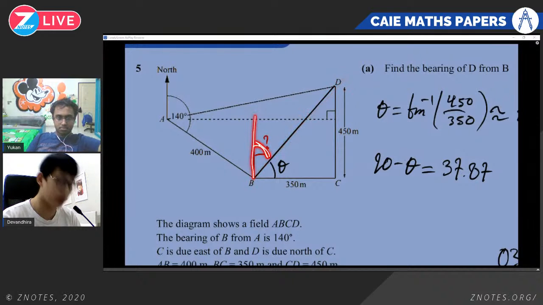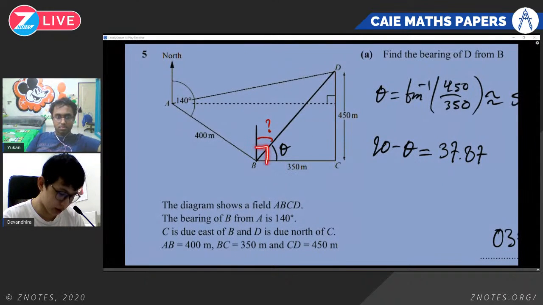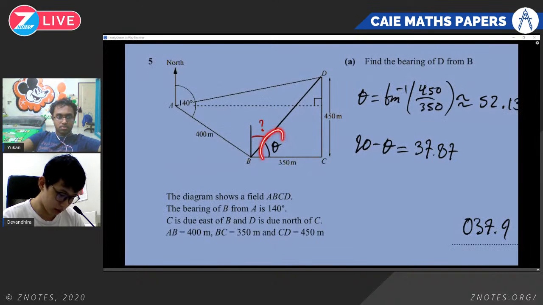And this is the bearing that we want to look for, correct? Right. So we know that this whole thing is 90 degrees, correct? If we know what this angle is, we can just do 90 minus that angle, and we should get our answer, correct? Right. So let's look for this angle.